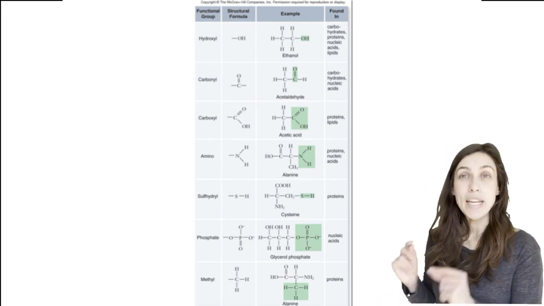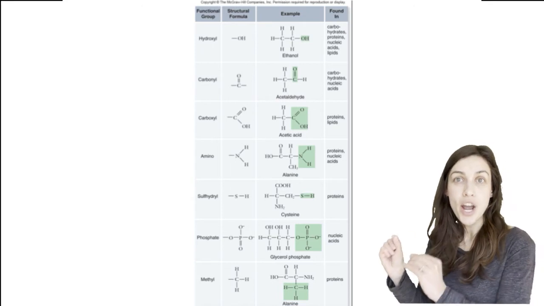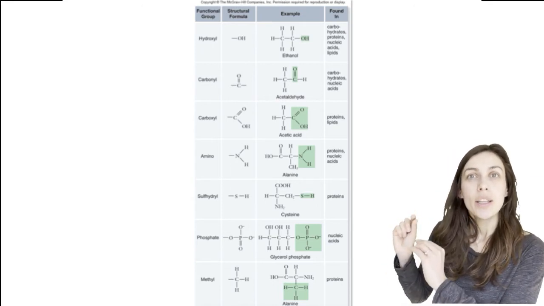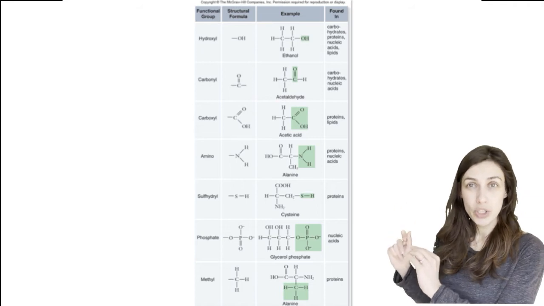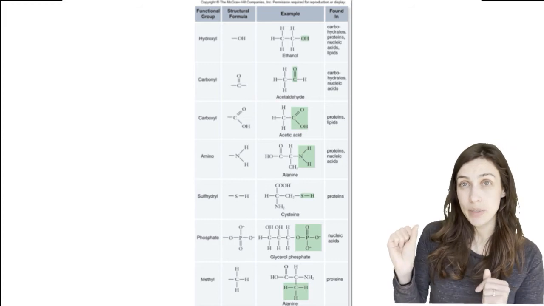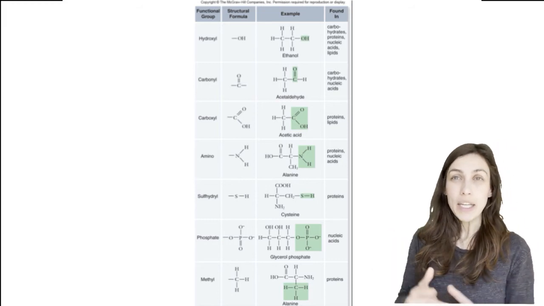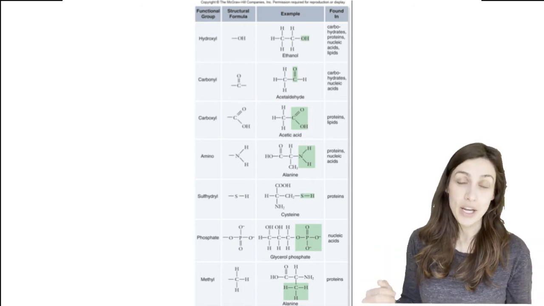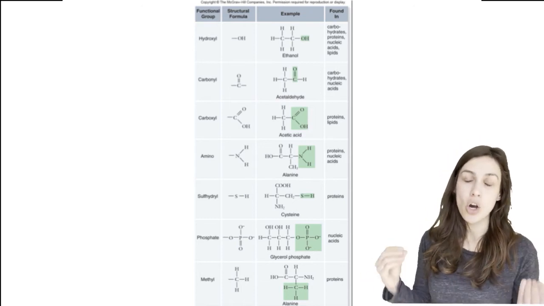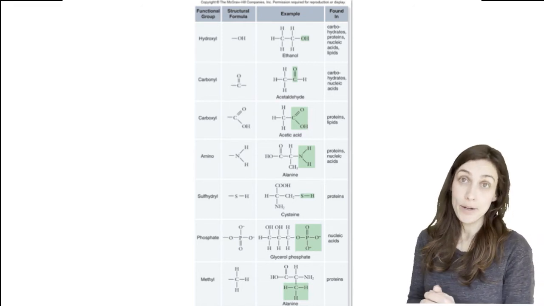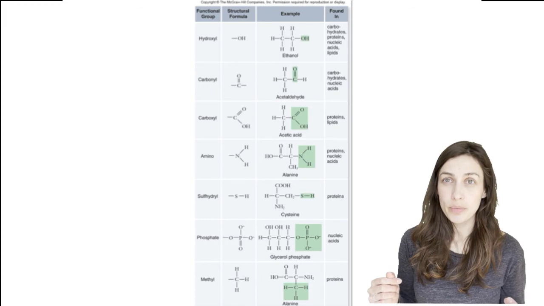Next is an amino group. Amino with an N, it's when there's a nitrogen that's covalently bonded to two hydrogens. You take that little chunk and stick it on a hydrocarbon, and you once again will increase how water soluble the hydrocarbon is because nitrogen is also an electronegative atom.